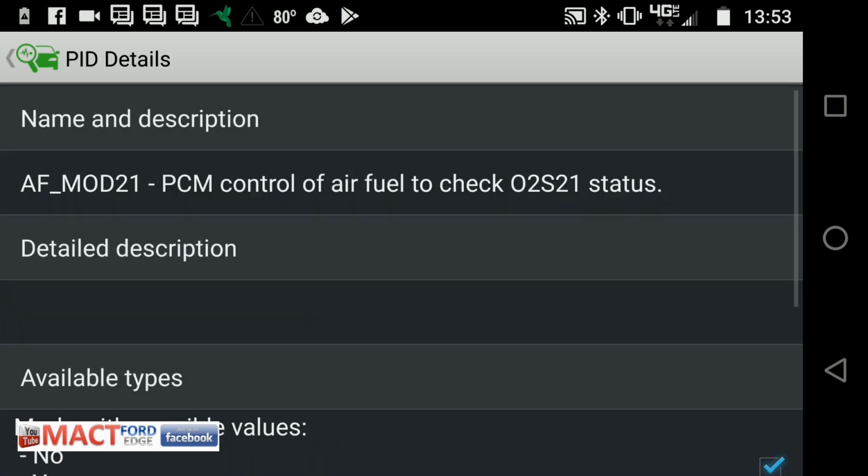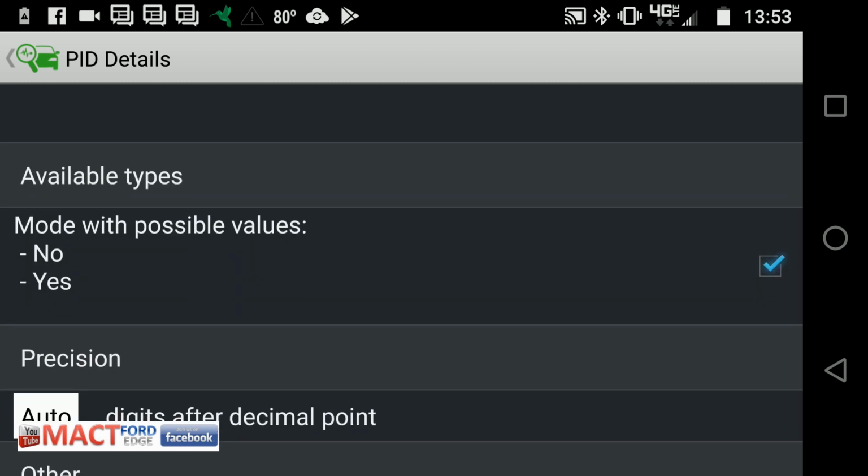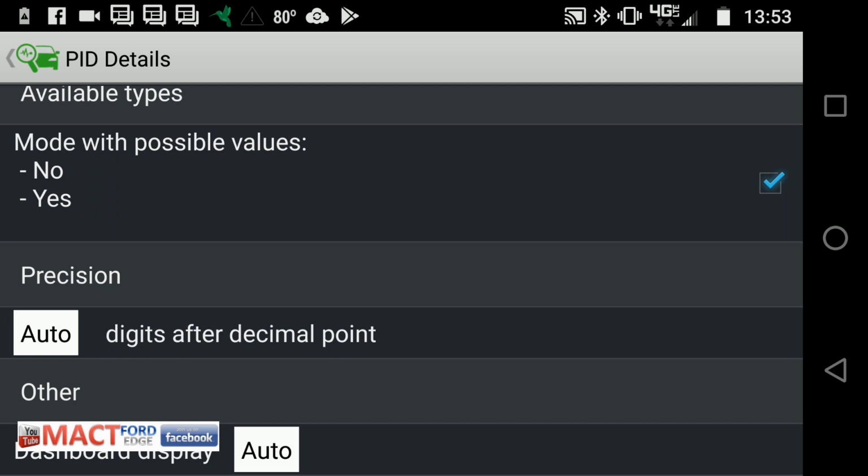And then our other O2 sensor status, which is the AF Mod 22-1, which is bank 2 sensor 1, and the other one is bank 1 sensor 1. Again, yes or no status. Not much you're going to gain out of this by having this monitored.